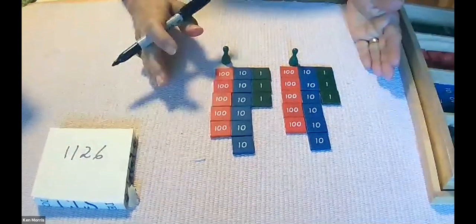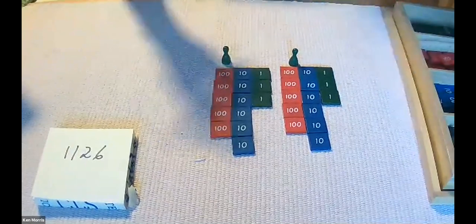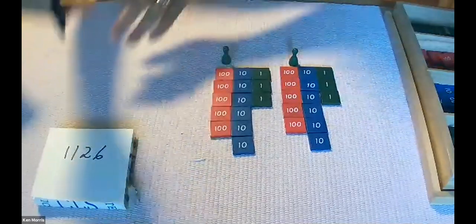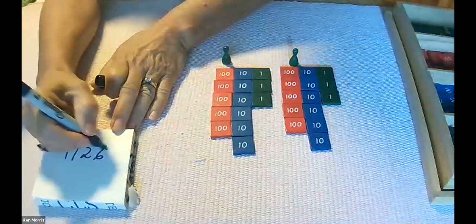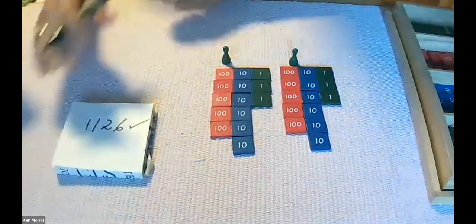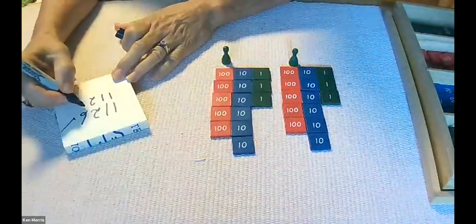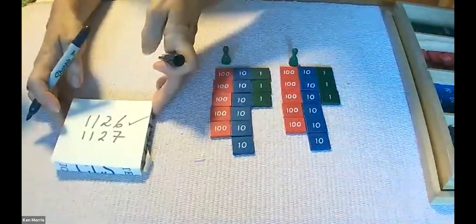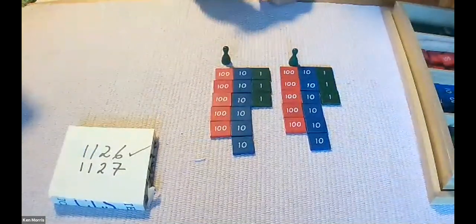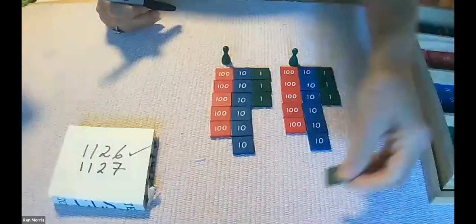Okay, let's continue. So would you say that 1,126 is divisible by 2 without a remainder? Yes, it is. Wonderful. So I'm actually going to just put a check mark here. All right, that it is. Now I want to look at 1,127. And I want to see if that, in fact, is divisible by 2. What do you think?